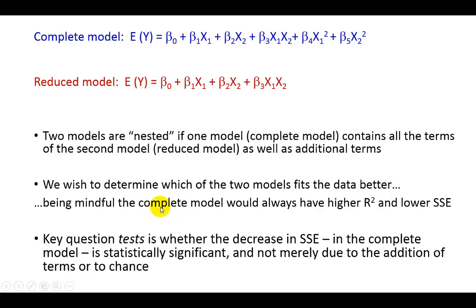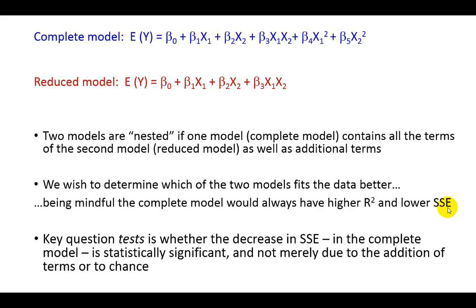But we have to be mindful of the fact that in all cases, the complete model, the blue model right here, would always have the higher explanatory power measured by the coefficient of determination r squared, and the lower unexplained variation measured by the sum of squares error, and also, if you like, the standard error of the estimate. Keep in mind, standard error of the estimate is the square root of the mean square error, and the mean square error is the sum of squares error divided by the corresponding degrees of freedom.